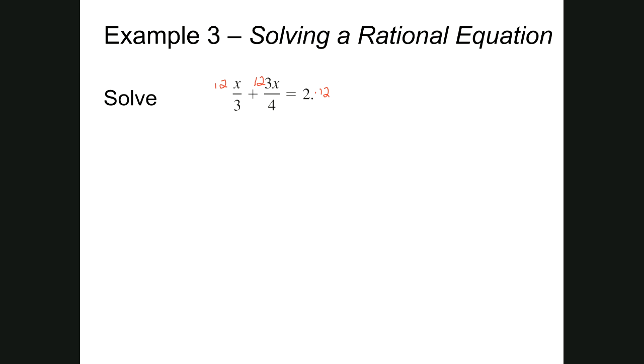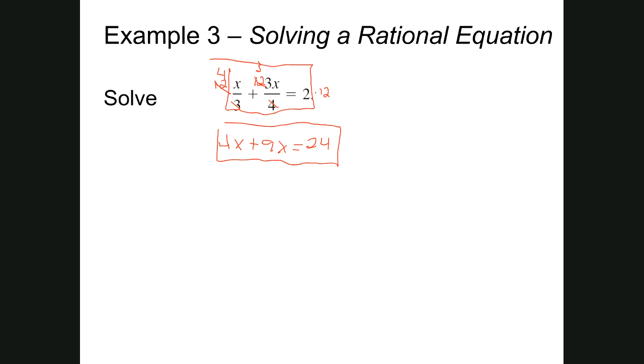So 12 over 3 breaks down to 4, and 12 over 4 breaks down to 3. So I'm left with 4x plus 3 times 3x, and I can simplify that. That gives me 3 times 3x, which is 9x, is equal to 2 times 12, which is 24. This equation right here is exactly the same as the original equation that we started with, except it has no denominators, which makes it way easier to solve.